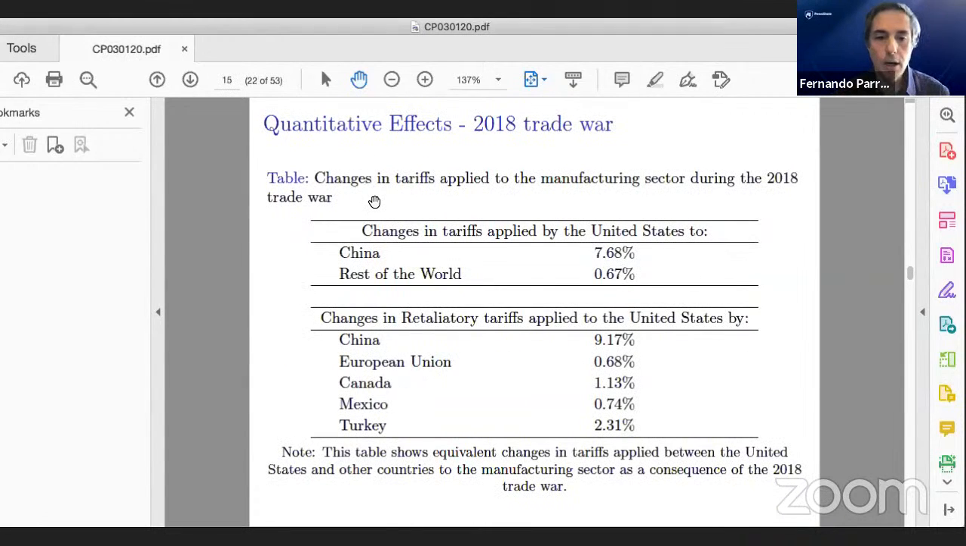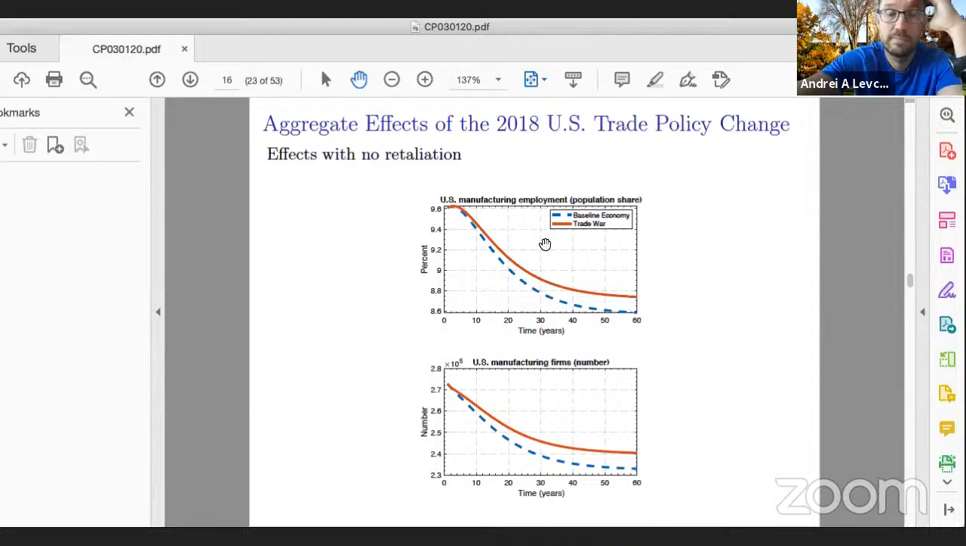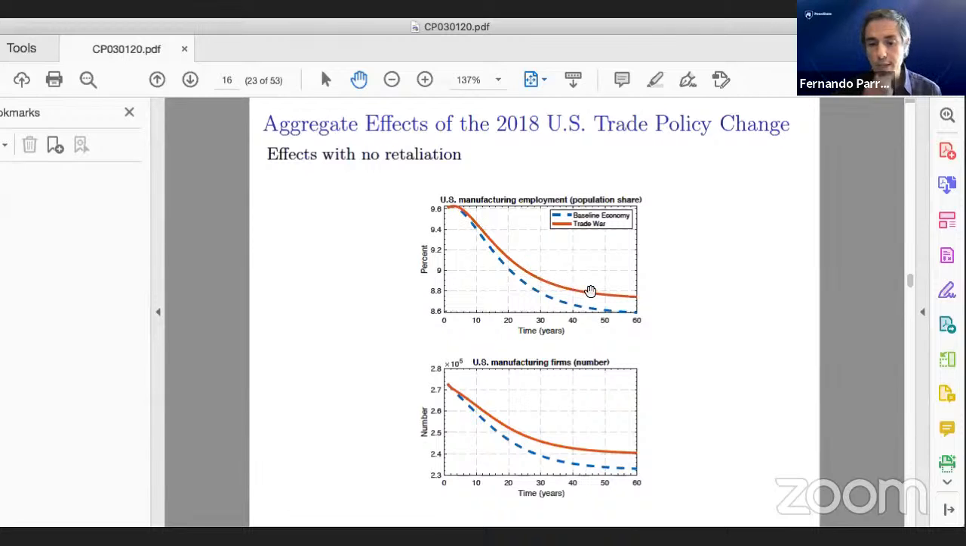So this figure shows the evolution of manufacturing employment and manufacturing firms in a baseline economy with unchanged trade policy, versus increased protectionism as a consequence of the trade war. Basically, what we find is a positive effect on employment and a positive effect on the location of firms. But this positive effect is not enough to offset the declining trend in manufacturing employment and manufacturing firms that I showed you in the first figure.